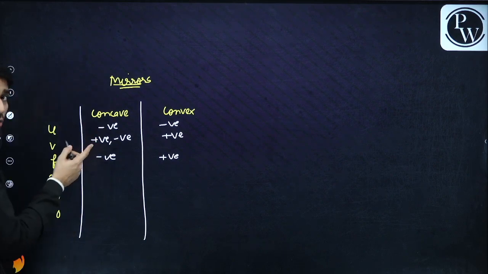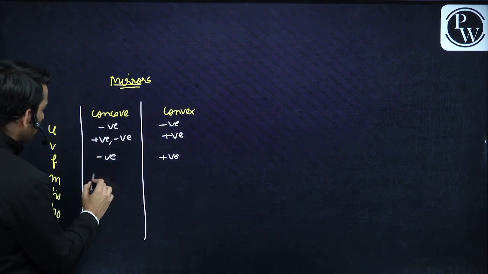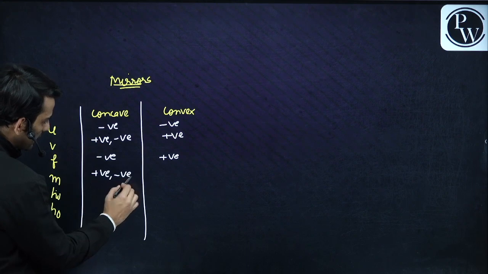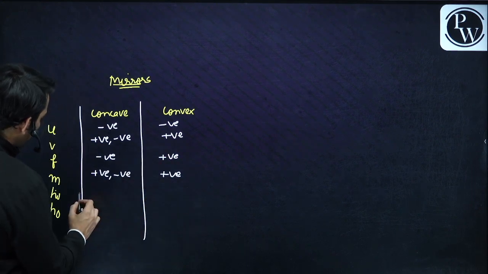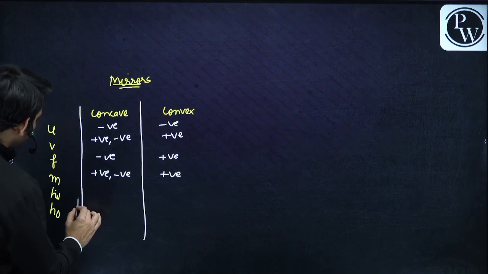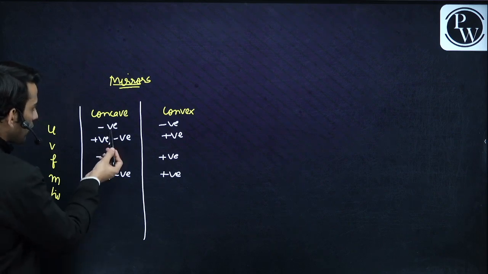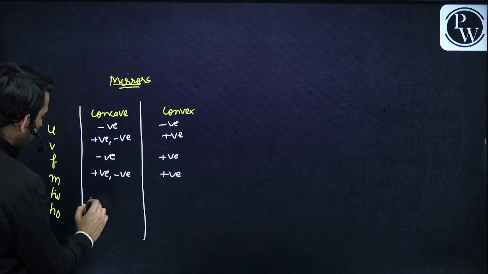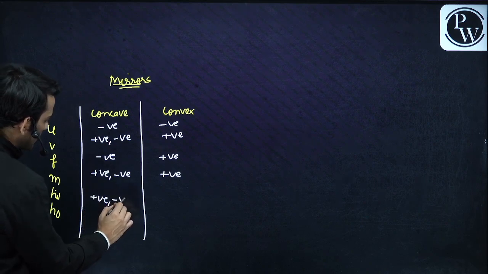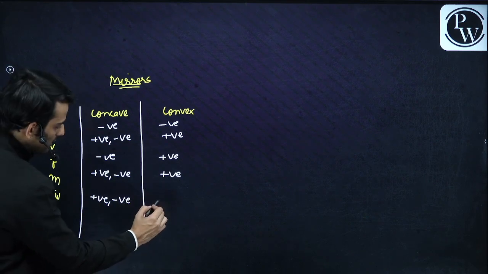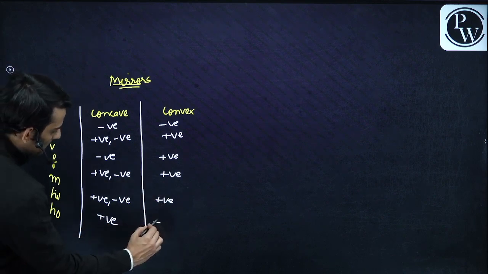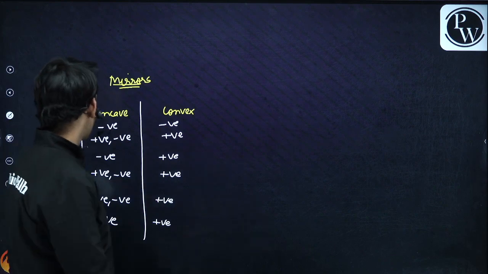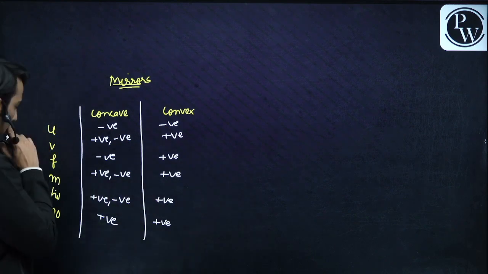Magnification: concave mirror can form both real inverted and virtual images, so magnification can be positive as well as negative. Convex mirror forms an erect image, so magnification is always positive, right? Image height: concave can form erect and inverted images, so image height can be positive as well as negative. Convex always forms an erect image, so image height is always positive. Object height is positive irrespective of the type of mirror and lens, right?